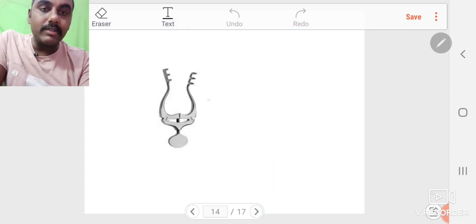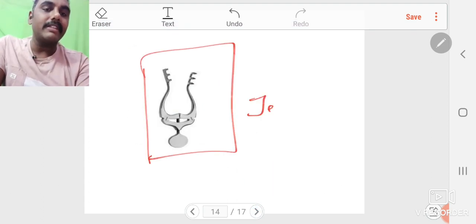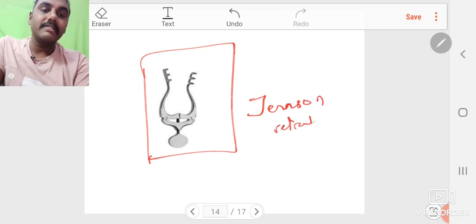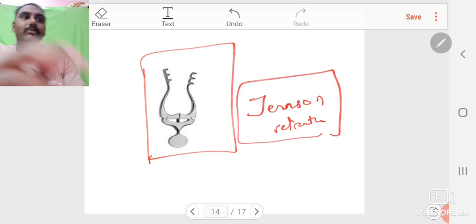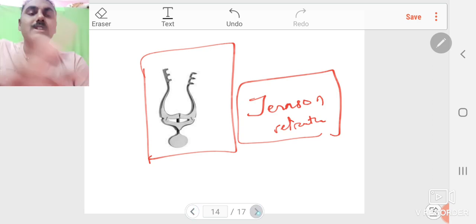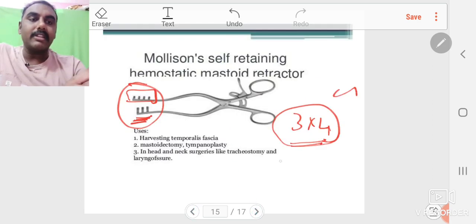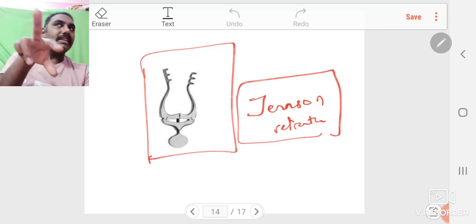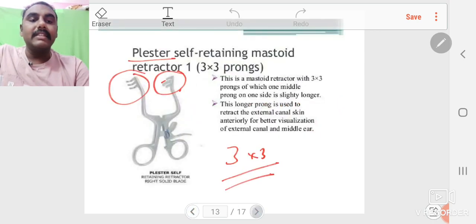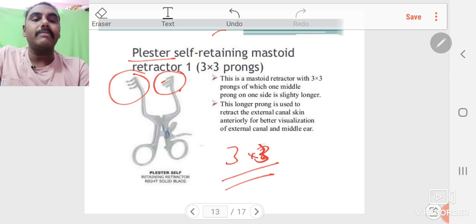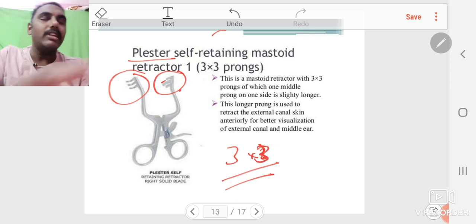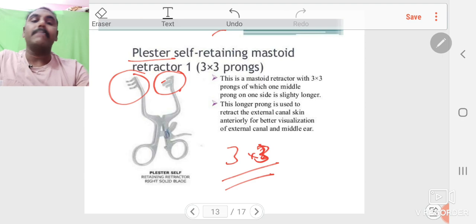Coming on to the next one, this is a smaller one. If it is smaller like this with the 3 cross 3, consider that a Jensen's retractor, okay. These are the various types of mastoid retractor. What they have asked is a Perkins retractor, but Mollison's is commonly used, which is 3 cross 4. Perkins has one end 3 and the other end a long flanged end. Jensen is a smaller one. And Plester is just for ruling out the option, not of much importance. It is 3 by 3, but the middle tooth will be somewhat bigger.